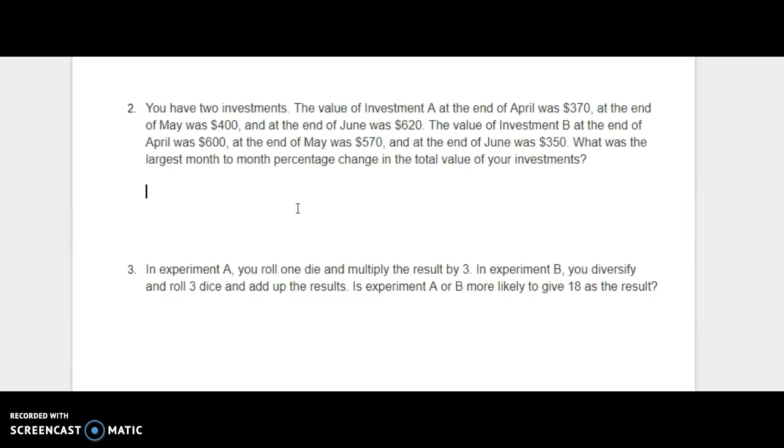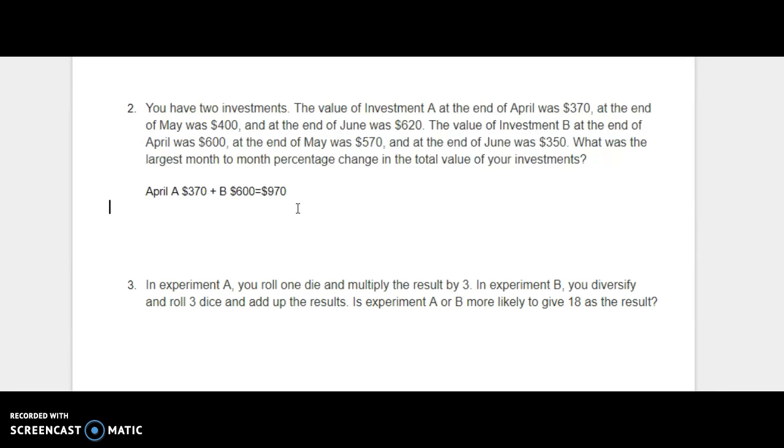So what we're going to do is look at the 3 months individually, April, May, and June. And we're going to add together our 2 values for each investment for that month. So let's begin with April. So in April, investment A was $370, and investment B was $600. So when we add those 2 together, we know the value of both of those investments at the end of April was $970.